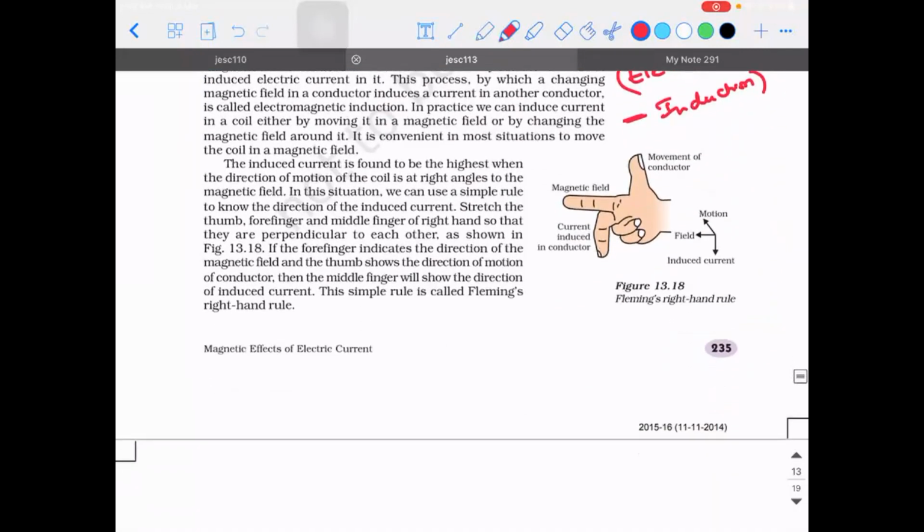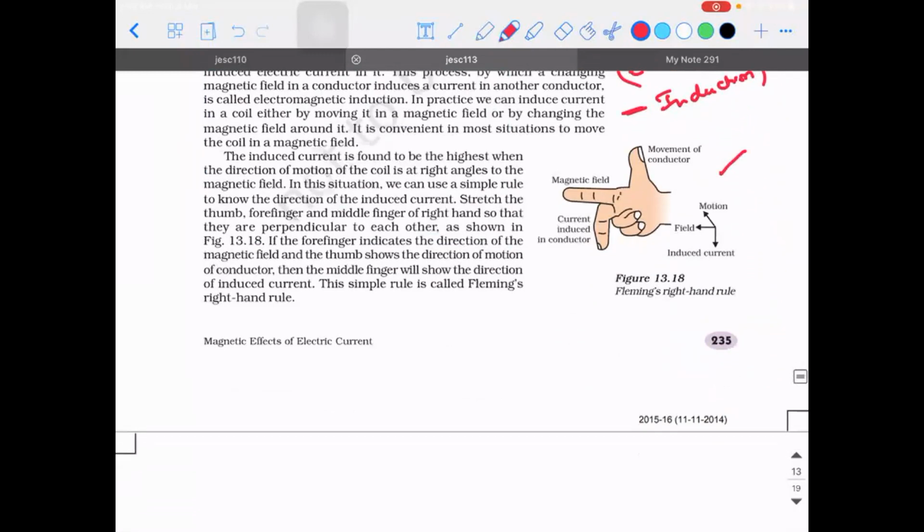No confusion, sir. Okay, good. So how do you find the direction of the induced current? How do you find the direction in which the induced current flows? So you use Fleming's right hand rule. What does Fleming's right hand rule state? It's something similar to Fleming's left hand rule, right?